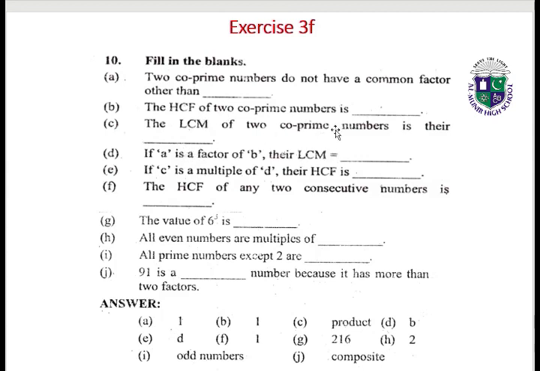जब उन दोनों वैल्यूज को मल्टीप्लाई करेंगे तो जो प्रोडक्ट आएगा वो हमारा आंसर होगा. If A is a factor of B, their LCM is B. If C is a multiple of D, their highest common factor is D.